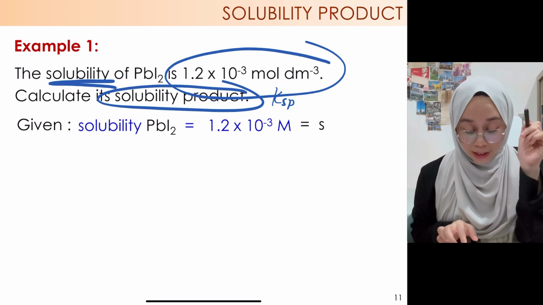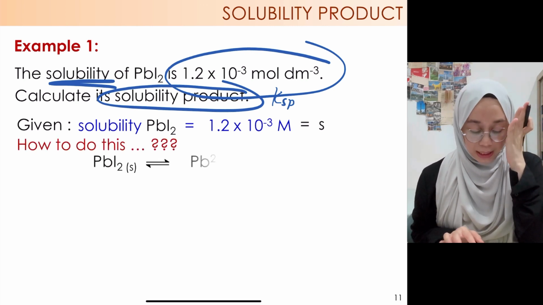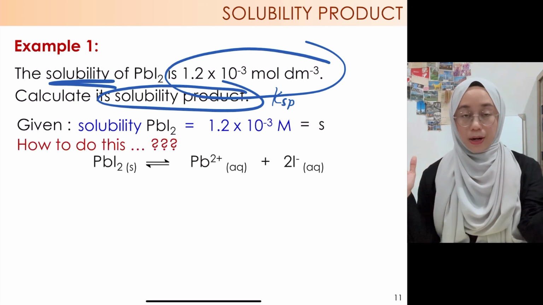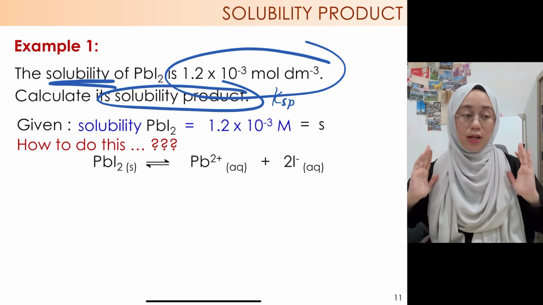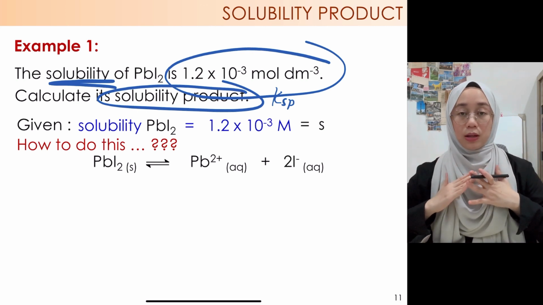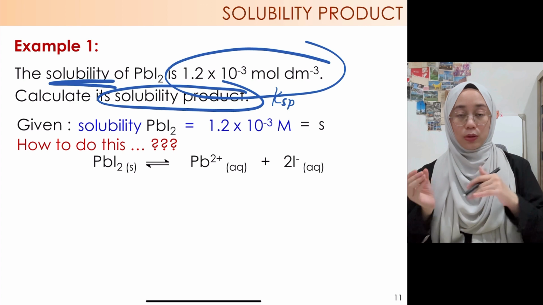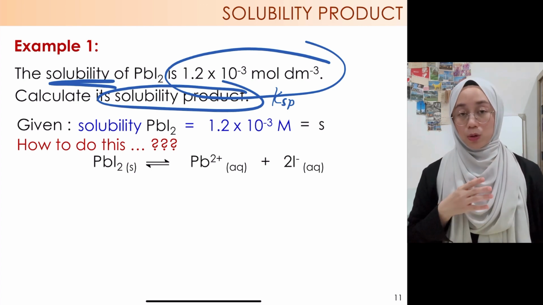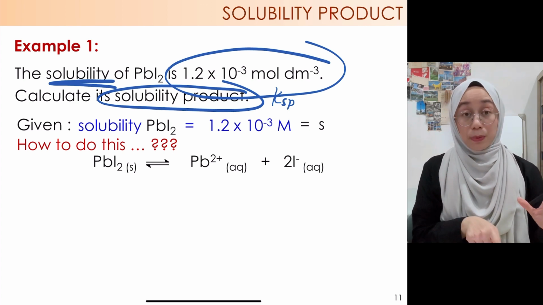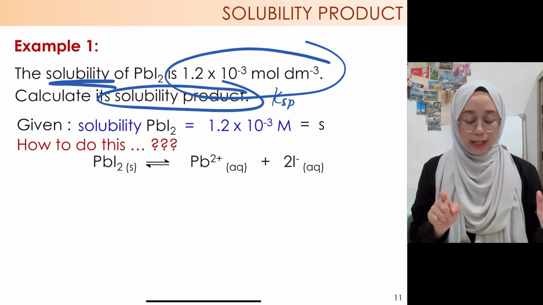untuk kita punya solubility tu. Okay, so how to do this? So basically you have to write down the equation untuk kita punya solubility of kita punya solid tu tadi. Daripada solid tu kalau dia dissociate dalam water tu, apa ion yang dia dapat. So make sure balance kan. So this is the equation yang kita akan dapat.